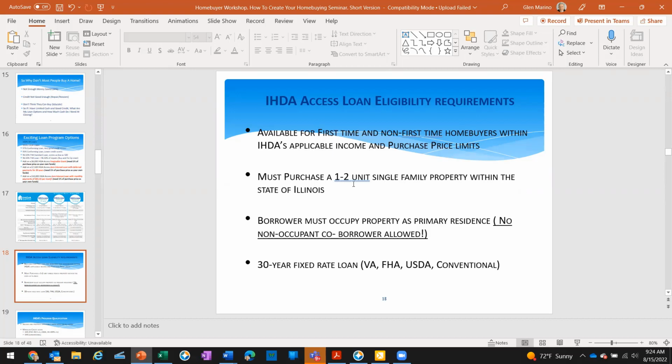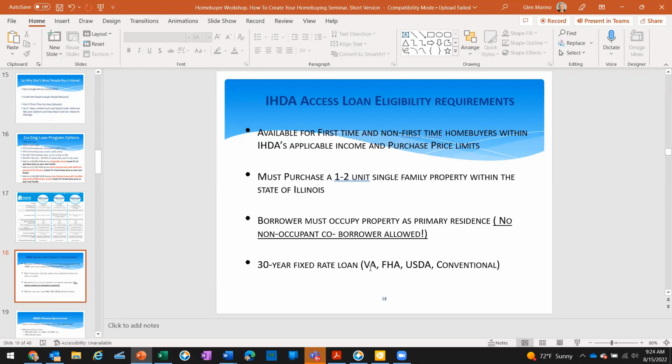They must purchase a 1 or 2 unit single family residence. This program is great for the 2 units, and we'll show that in a little bit as to why it's so great. The borrower must occupy it as their primary residence. No non-occupant co-borrowers are allowed, which means the parents can't be a non-occupant co-borrower. They can't say, well, I'm going to help Johnny or Susie, and I'll just be a co-borrower, but I'm not going to live in the place. No, that's not allowed under this program.